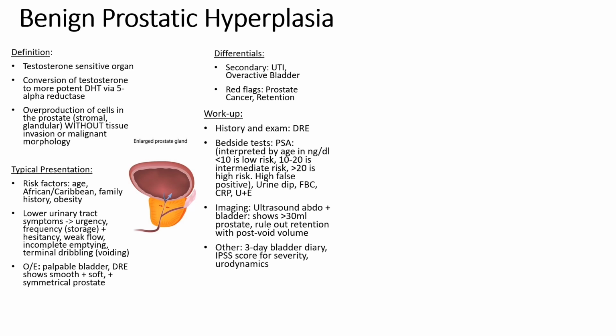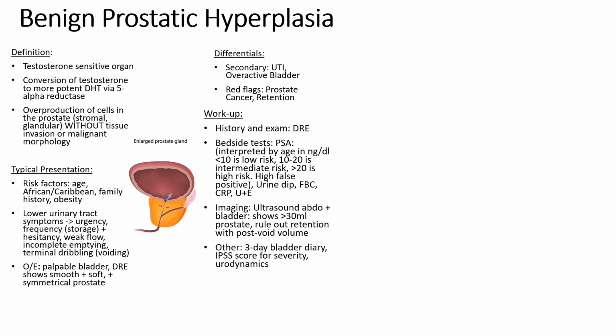So the normal ranges for this molecule depend on the patient's age, but in general, PSA less than 10 nanograms per deciliter means low risk of prostate cancer, 10 to 20 is intermediate risk, and over 20 is high risk. The thing to know about PSA, though, is that it has a high false positive rate, which means it might scare you into thinking that there's a malignancy when there isn't really one going on. We'll go through some other causes of raised PSA later.